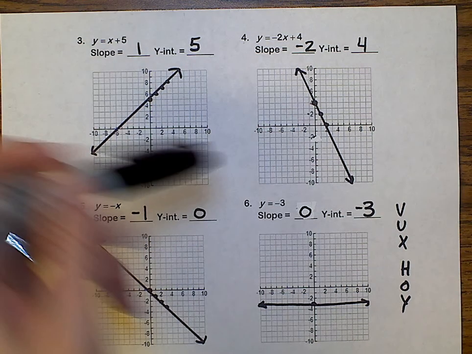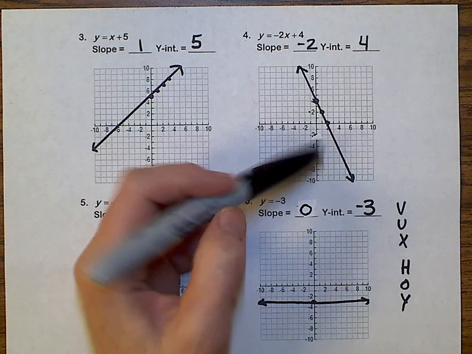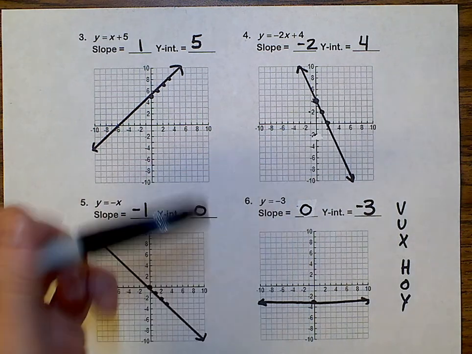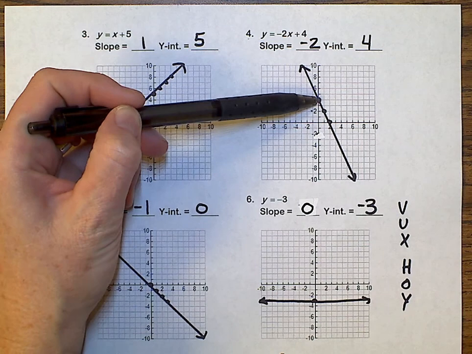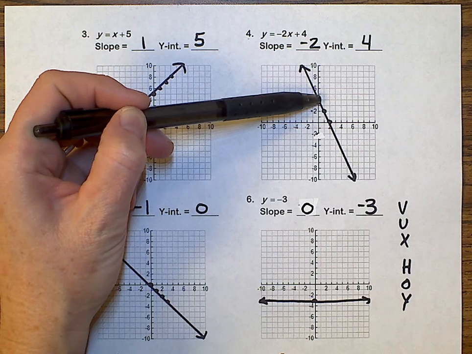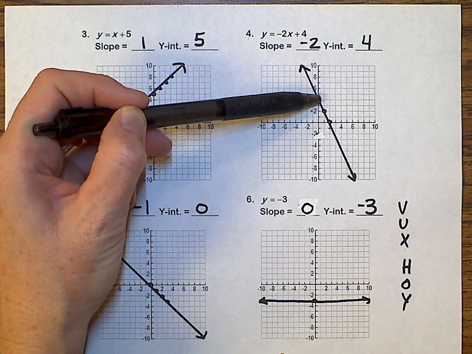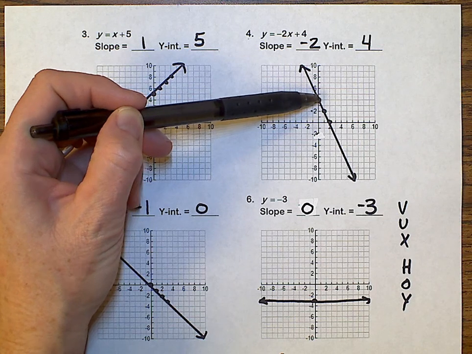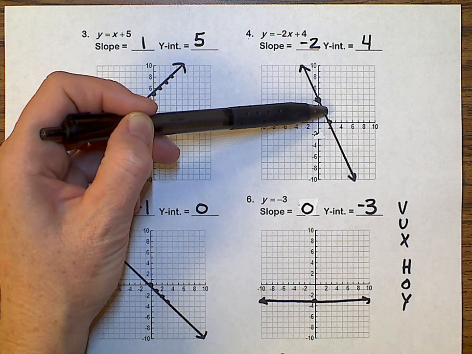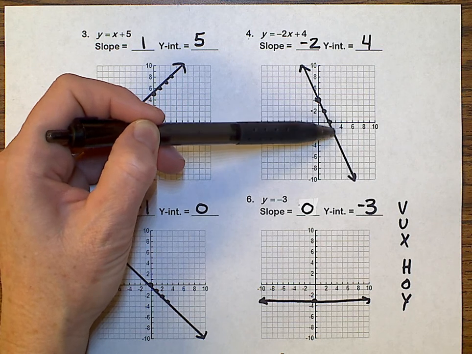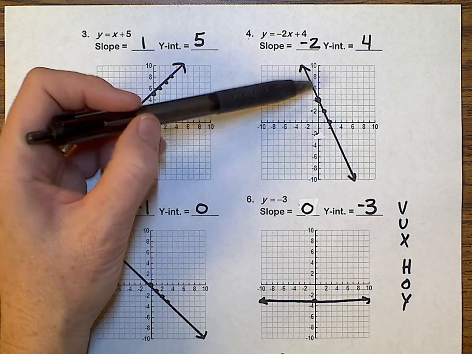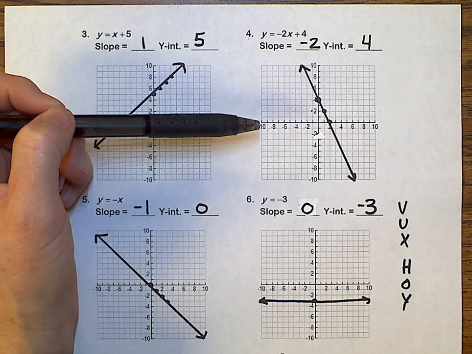Number 4, your y-intercept is at positive 4, so you're going to go to positive 4. And then you're going to use your slope. It's a negative slope, so our notes told us to move down, then right. So we're going to go down 2, right 1, because that's negative 2 over 1, right? Negative 2, positive 1, and then you're just joining your points. Okay, number 5.